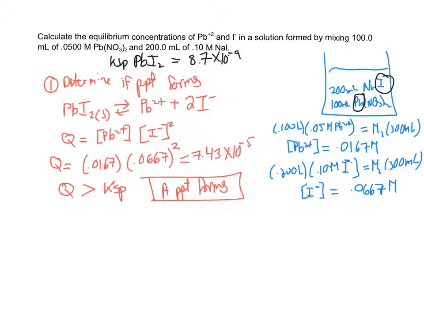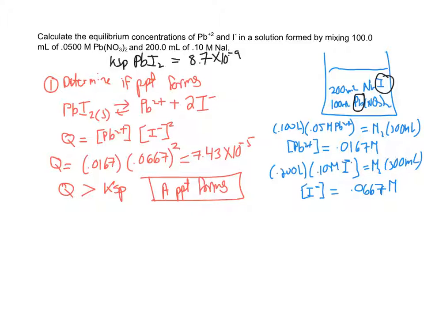Now, if this was not true, what if Q was less than our Ksp and no precipitate forms? Then we're done with the problem. If no precipitate forms, then these are my concentrations at equilibrium. We're done, right? Because these are the ions that are swimming in the solution, nothing precipitates, so we would be done.